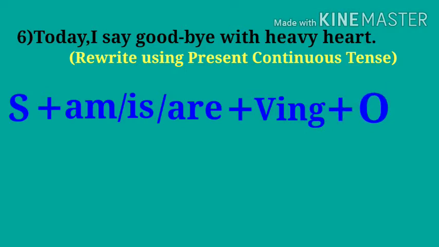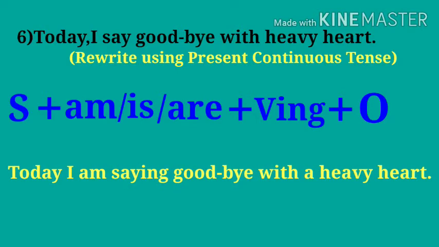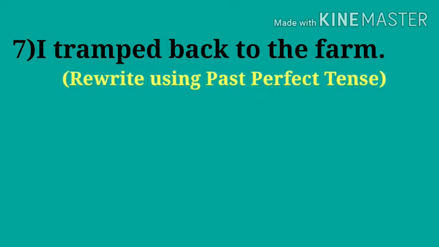So see here, what is the subject? I is the subject. Okay. So today I am saying goodbye with heavy heart. What is the verb here? Say. Okay, so the ing form is saying.